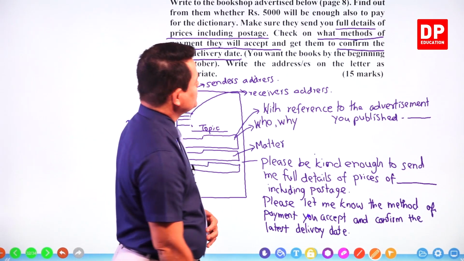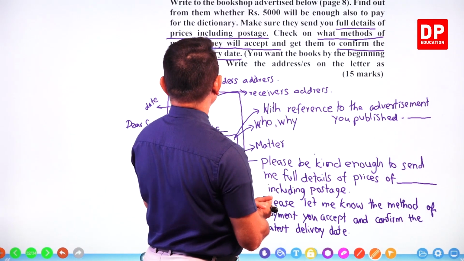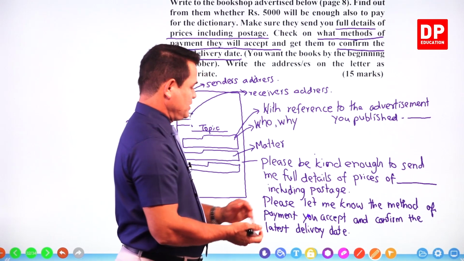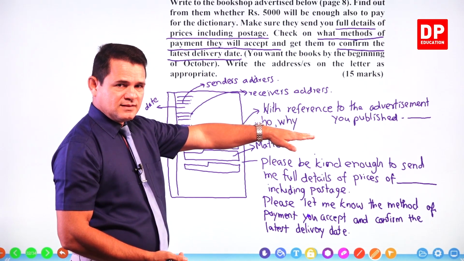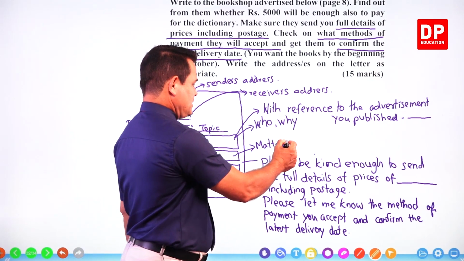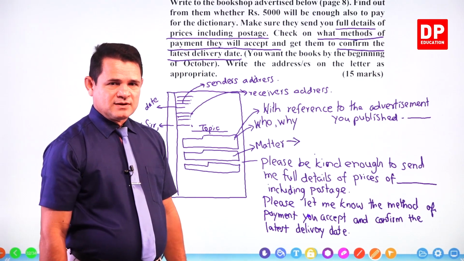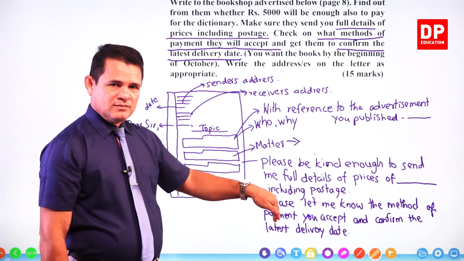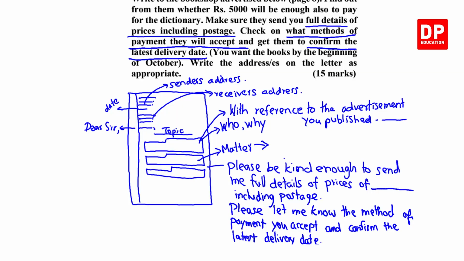And also you want the books by the beginning of October. Now this can be mentioned earlier. In this paragraph, when describing the matter, you should definitely mention that you need these books before the exam, before October, the beginning of October. And write the address on the letter as appropriate. As appropriate means the address in the advertisement should come here.